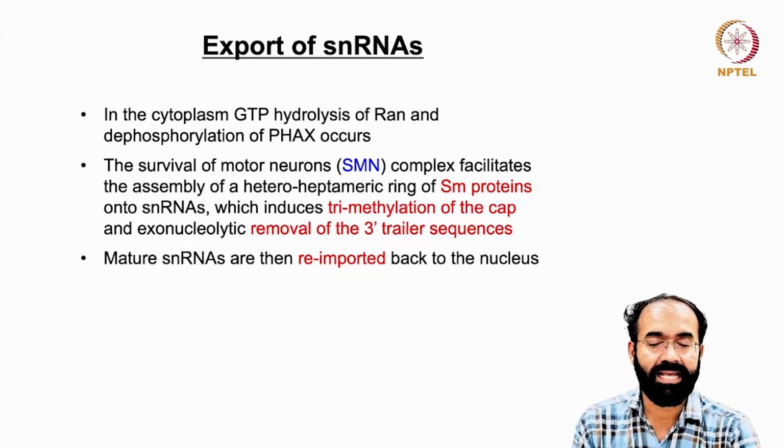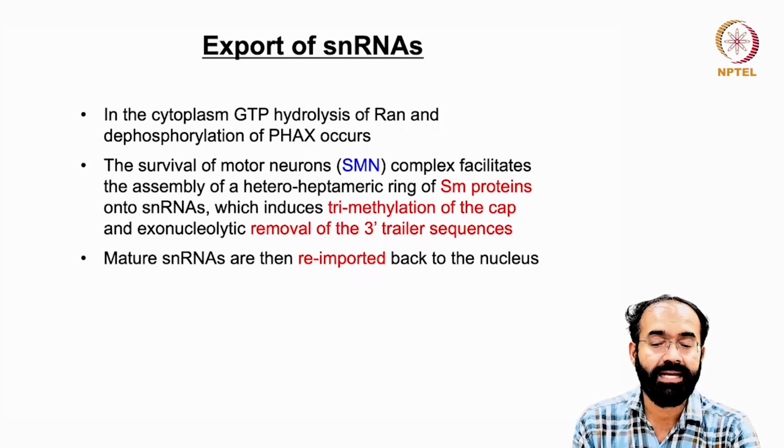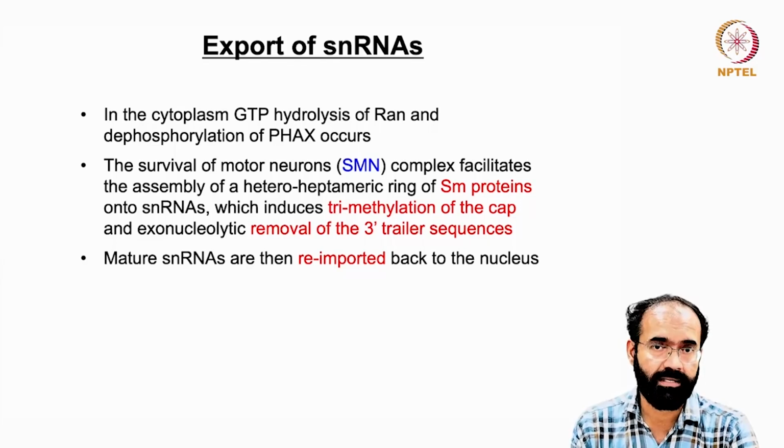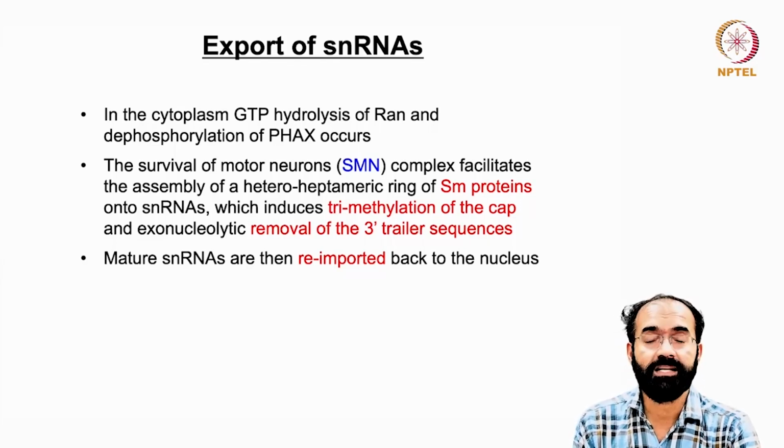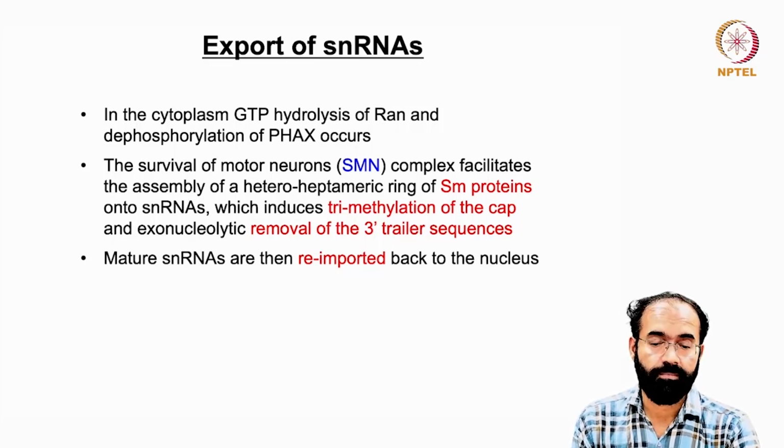Onto this snRNA, it induces the trimethylation. It comes from the nucleus monomethylated, and now it induces the trimethylation of the cap nucleotide. The cap guanosine, monomethylated, now becomes trimethylated, and there is exonucleolytic removal of the 3' trailer sequence. There is no polyadenylation, but there is exonucleolytic removal of a few bases from the 3' end of the snRNA that takes place in the cytoplasm. Mature snRNAs are then re-imported back to the nucleus.